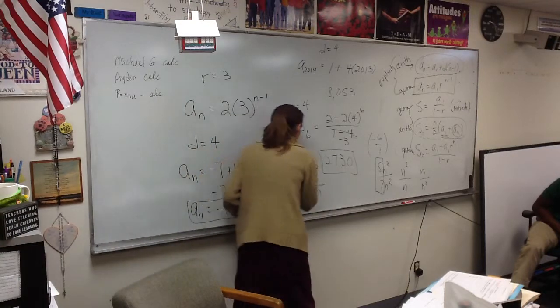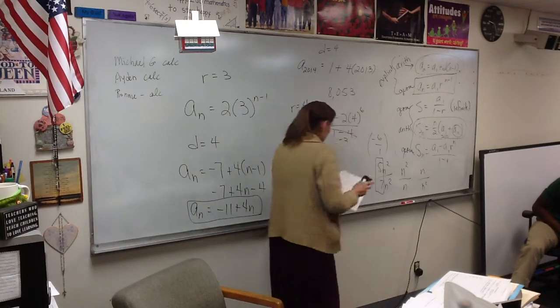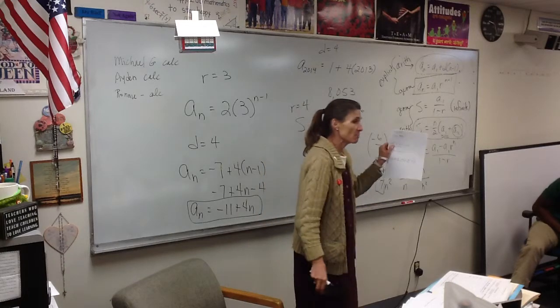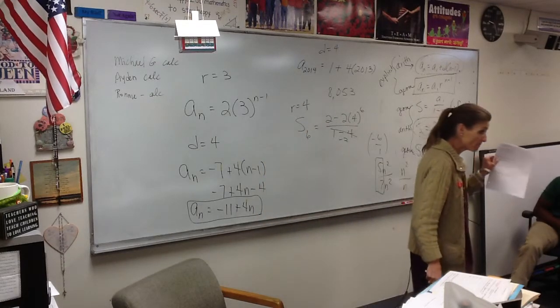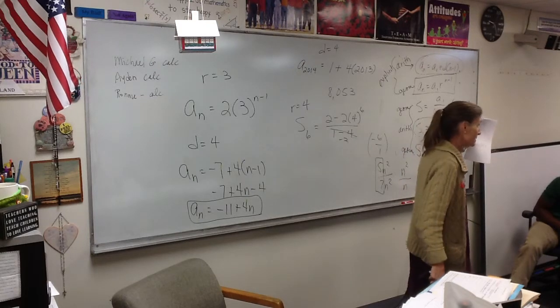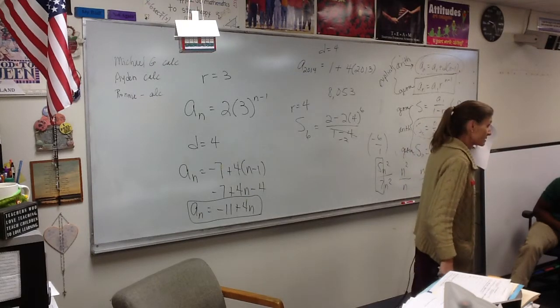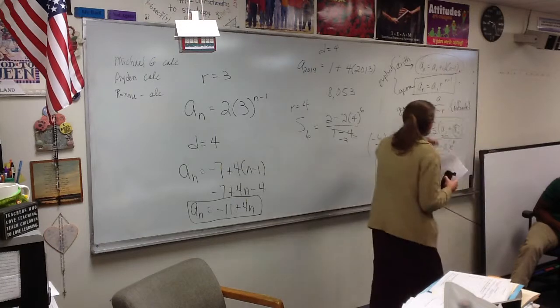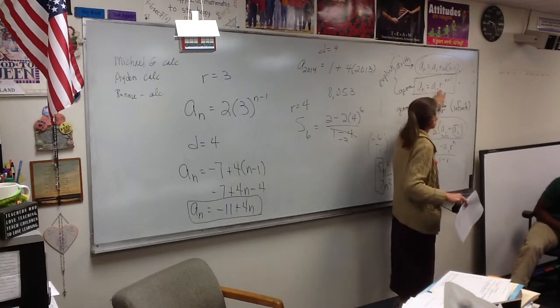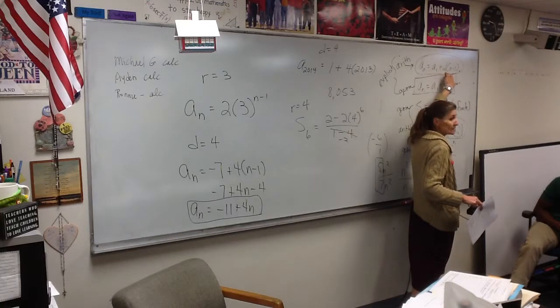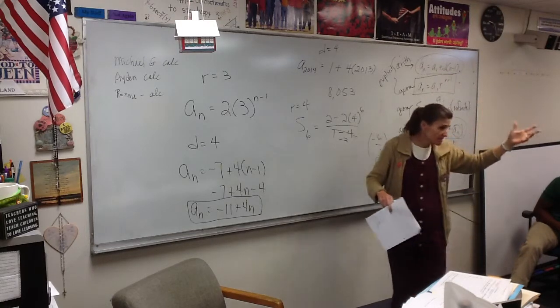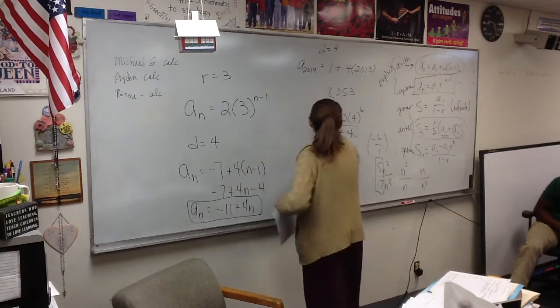So, make a little star or something next to that when it says find the explicit rule. Where do we get our explicit rules from? Our A sub n formulas, right? Our A sub n's. And we plug in the first term and the ratio, or the first term and the difference. That's it. And then simplify if you can.